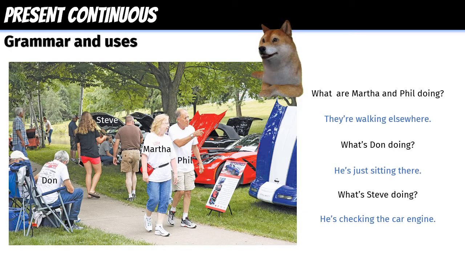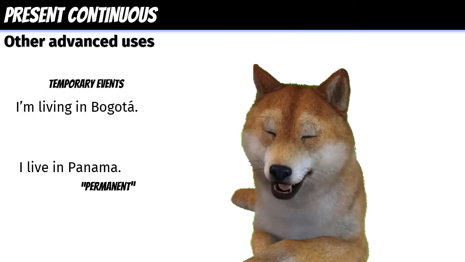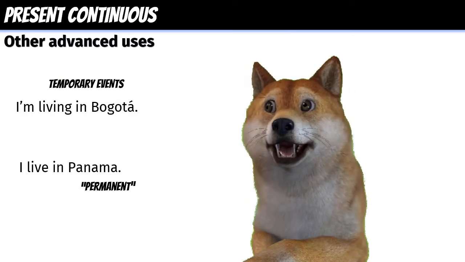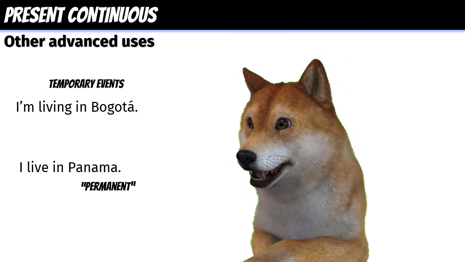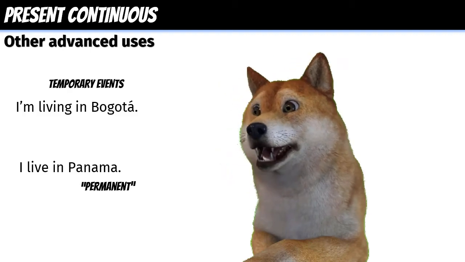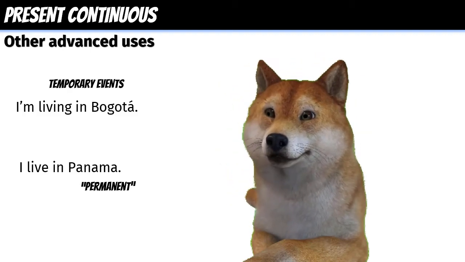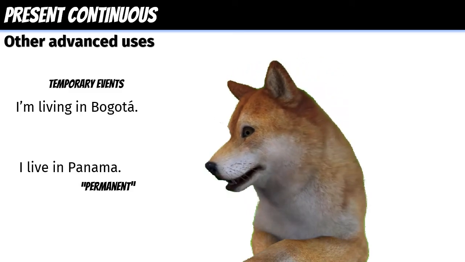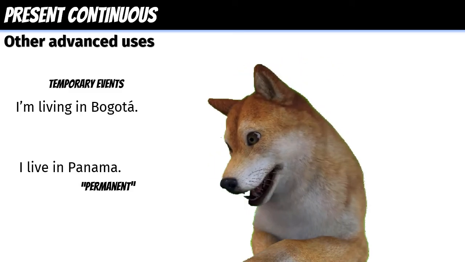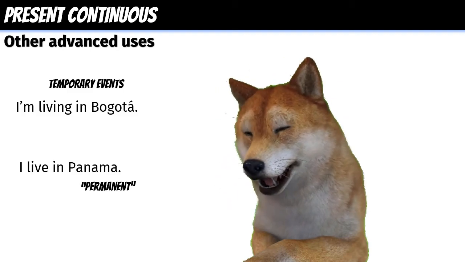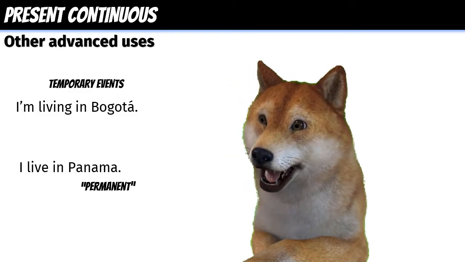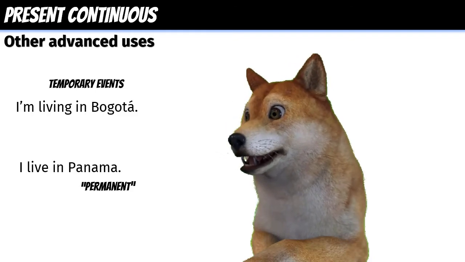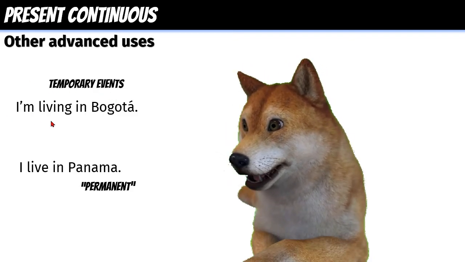That's it. Yahoo! Now, with the general use and the grammar totally clear, it's okay to discuss some advanced uses, okay? So, use number one. Well, what's the difference between saying I'm living in Bogota and I live in Bogota? Well, Panama in the example, but you know the drill. Well, we use the present continuous to talk about temporary things, so this is not permanent.